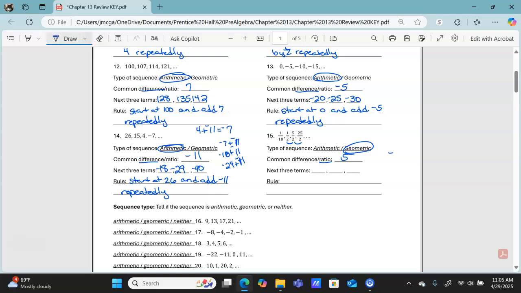So 25 over 2 will become 125 over 2. 125 times 5 is 625, and then 625 times 5: 25, carry the 2, 10, 12, carry the 1, 30 plus 1 is 31, 3,125 over 2. Your rule is start at 1/10 and multiply by 5 repeatedly.